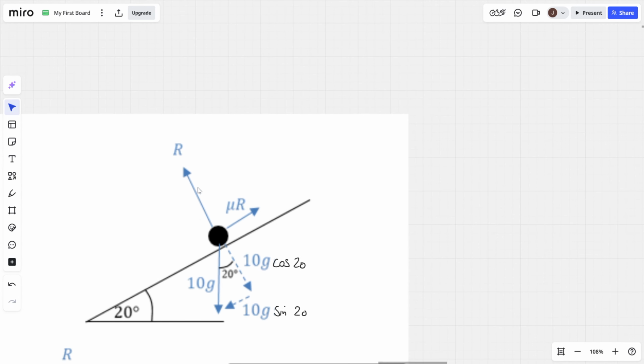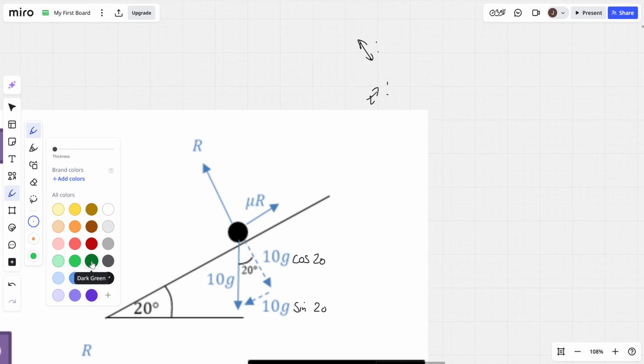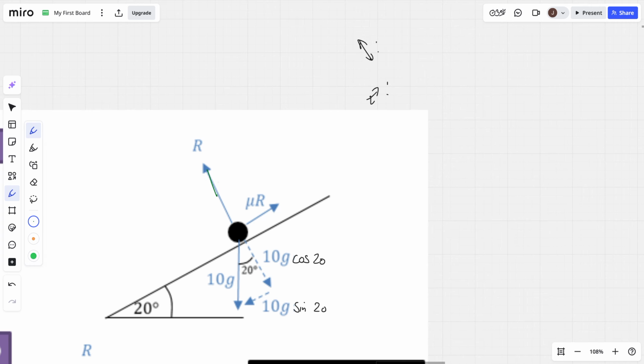Our usual steps are that we look at the perpendicular and the parallel. I'm hopefully quite fluent with those ideas now. So let's just break it into those different parts. R is definitely a perpendicular. 10G cos 20 is a perpendicular. And we can set these ones equal to each other. So R equals 10G cos 20.